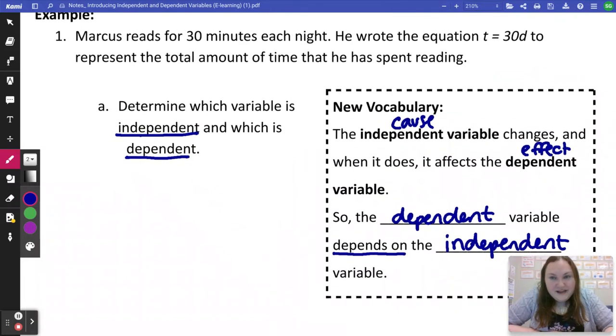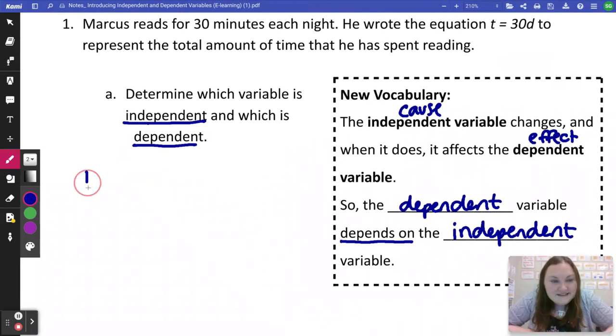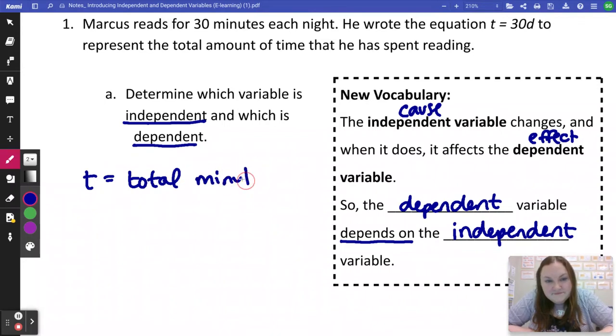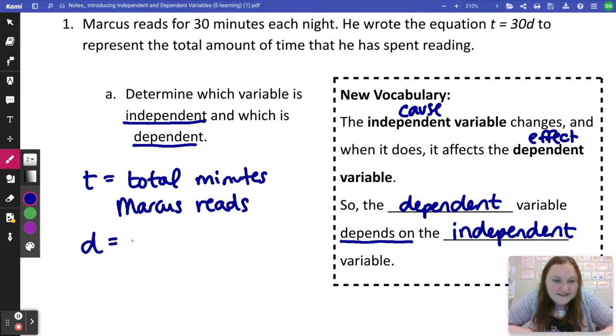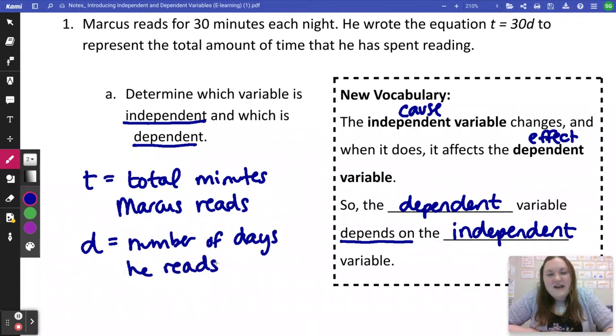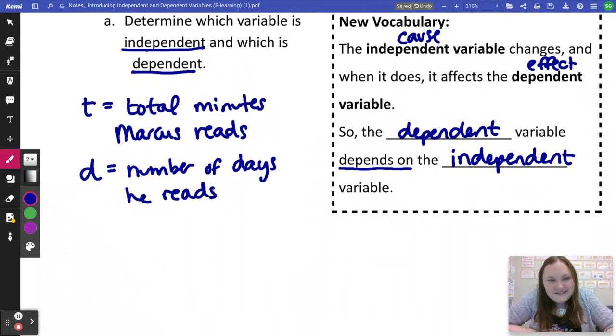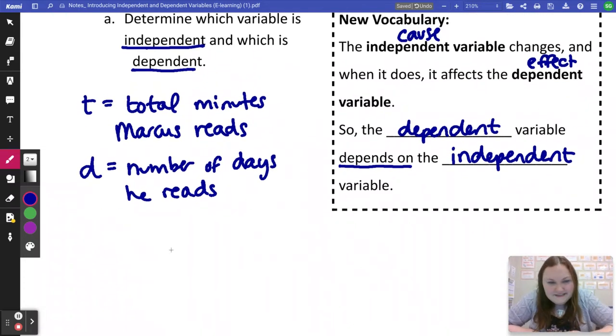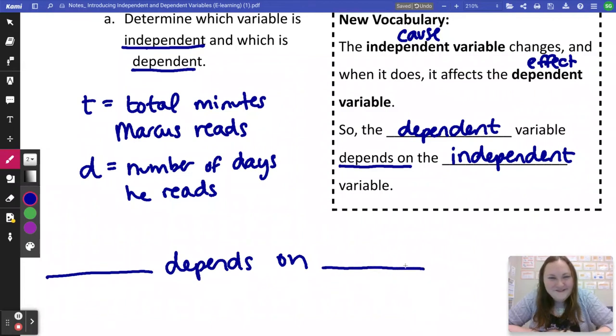So in this story, remember we had two variables. We said that T represented the total minutes Marcus reads. And then that other variable, the D, represented the number of days he reads. So to help us figure out which one is independent and which one is dependent, it can help to use that phrase depends on and think about which order would you want to put these two phrases. So kind of like filling in those blanks there.